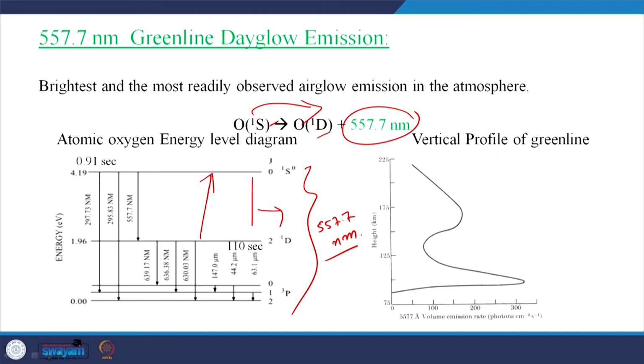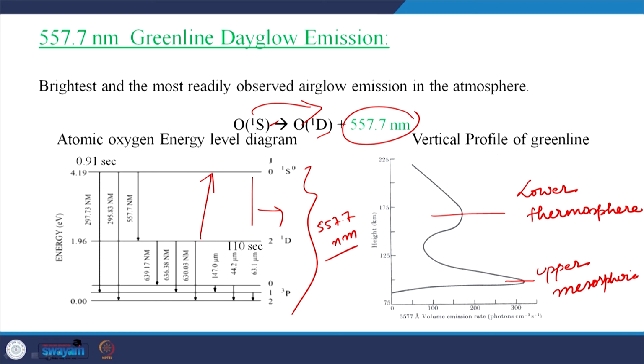Now, this is a global emission. That means you can find this emission anywhere on the globe, and this emission has two regions where the intensity is maximum. The intensity is maximum at a height of nearly 150 or 170 kilometers, which is in the lower thermospheric region, and the most prominent intensity region is the upper mesosphere region.